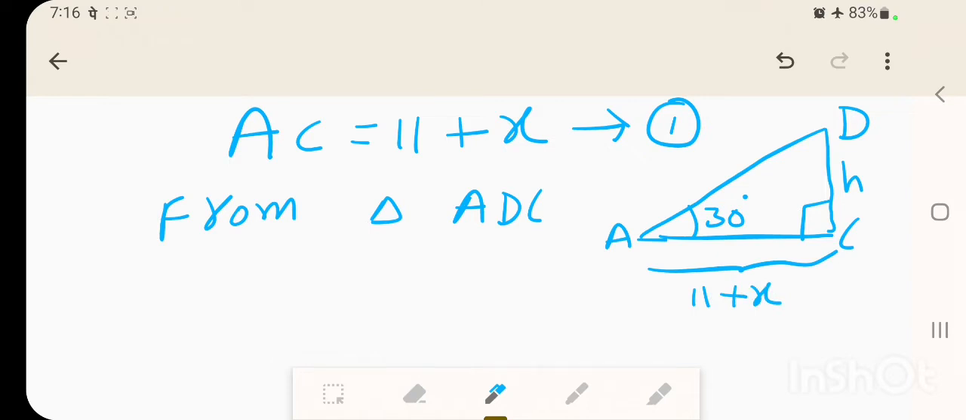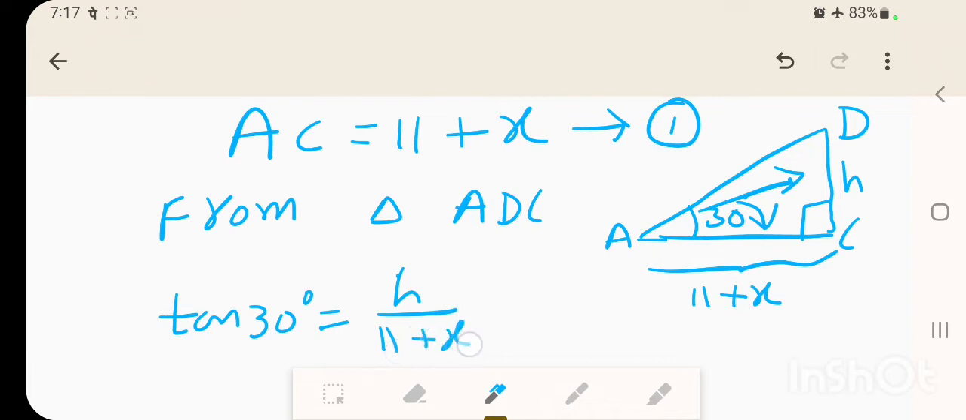Okay, so now suppose we take tan of the angle, because we know the opposite side is H and the adjacent side is 11 plus X. So we have to take tan 30, and mainly what we need to calculate here is the height of the palm tree, H. Our final goal is to calculate the height of the palm tree. So we need to take the tan ratio of the specific angle 30 degrees, which is the opposite side length H divided by the adjacent side length 11 plus X. So we can write it as H by 11 plus X.